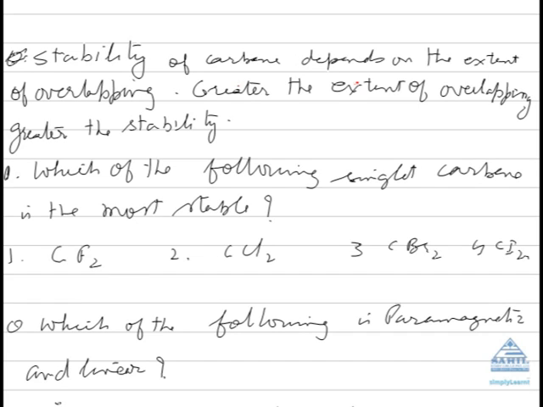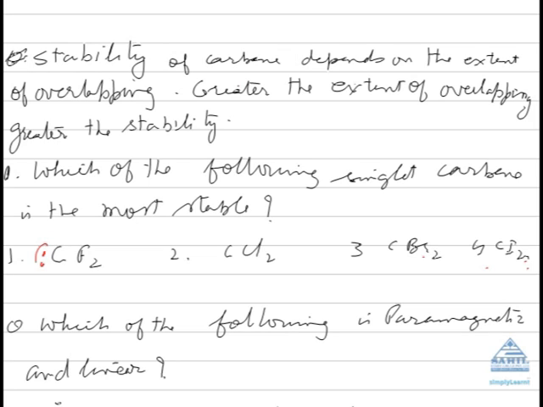Stability of carbene depends on the extent of overlapping. Greater the extent of overlapping, greater the stability. Now which of the following singlet carbenes is the most stable? All are halides: CF2, CCl2, CBr2, CI2. If we compare the electronegativity, then it seems as if CI2 is the most stable. But actually it is CF2 which is most stable.